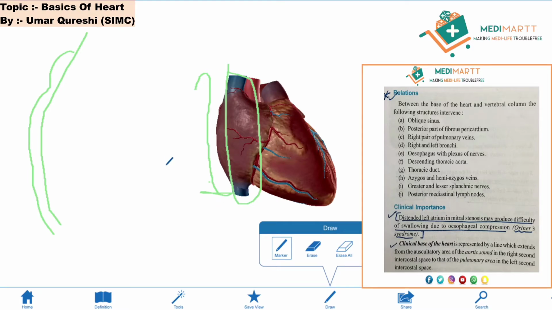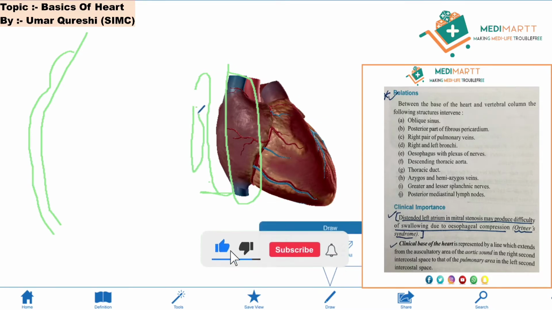Then the posterior part of the fibrous pericardium is present. As we all know, the heart is covered by the pericardium, and mainly the pericardium has two different types, out of which the posterior part of the fibrous pericardium lies next to the oblique sinus. You have to remember this because it's very important. So here comes the posterior part of the fibrous pericardium.